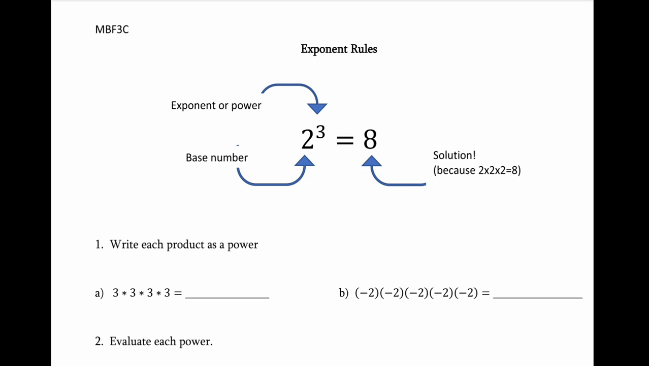So what this is, 2 to the power of 3, basically means it's 2 times itself 3 times. So we can see over here that that solution is 8, because 2 times 2 times 2 equals 8. So the base number represents what's being multiplied multiple times, and the exponent tells us how many.